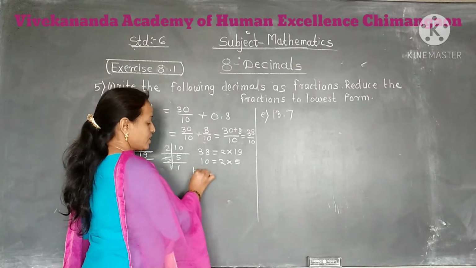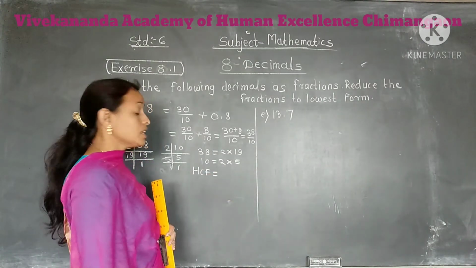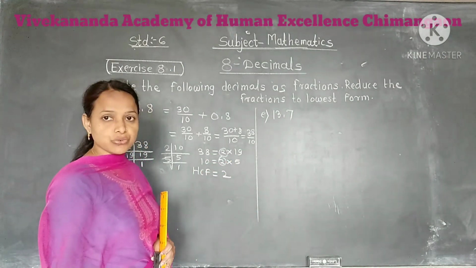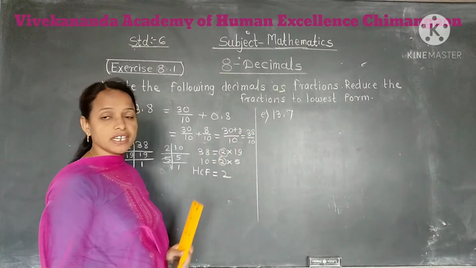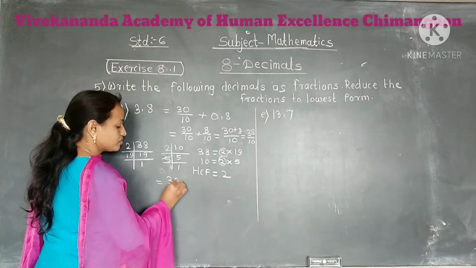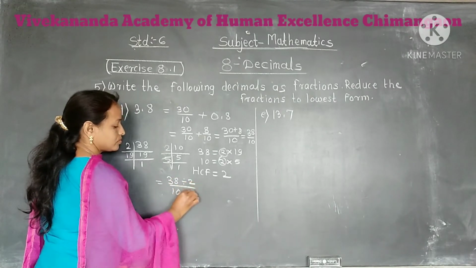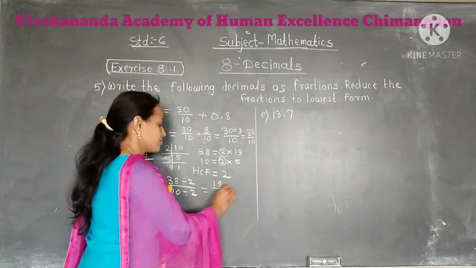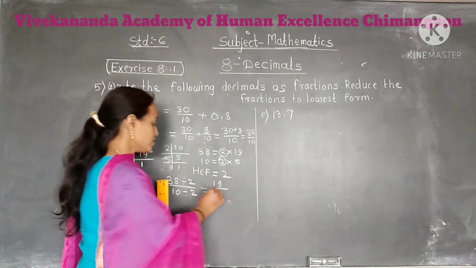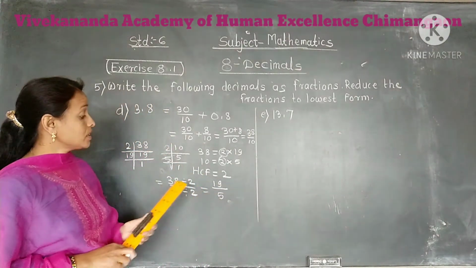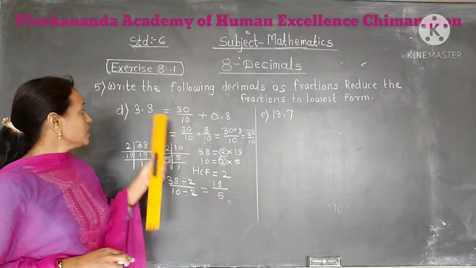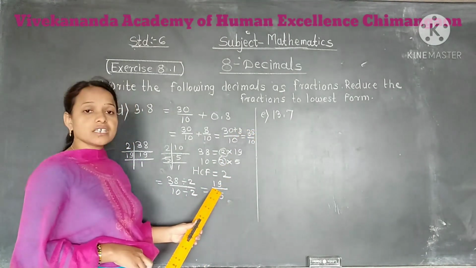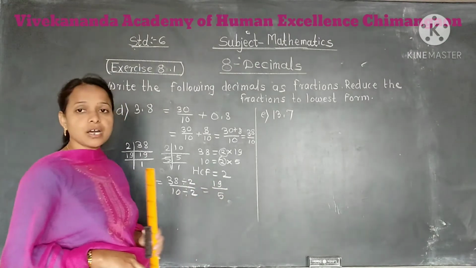Now we find its HCF. Here HCF is the product of common factors. Here the common factor is 2. So HCF is 2. Now we divide numerator 38 and denominator 10 by 2. By dividing 38 by 2, we get quotient 19. And by dividing 10 by 2, we get quotient 5. So this is the lowest form. In this way, 3.8 we first convert to the fraction 38 upon 10 and it is reduced to lowest form as 19 upon 5.